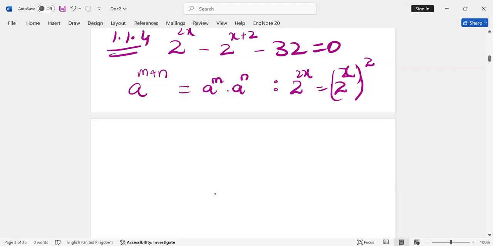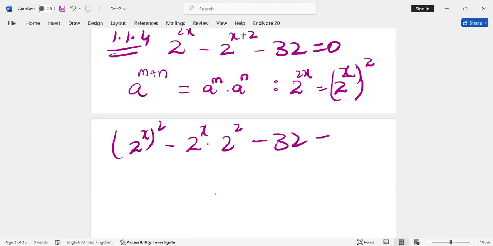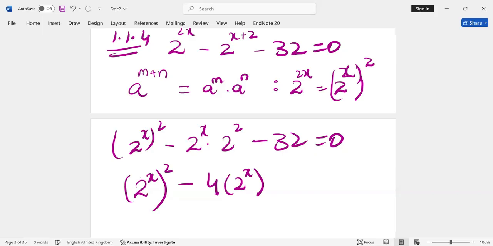So we have (2^x) squared, minus 2^x times 2^2, minus 32 equals 0. So we have the equation like that: (2^x) squared minus 4 times 2^x minus 32 equals 0.